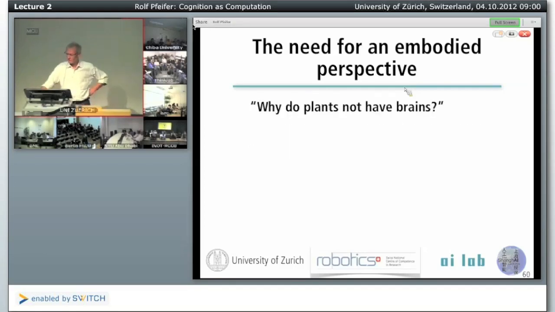There is a nice quote by a British biologist, Lewis Wolpert. He asked the question, why do plants not have brains? I don't know whether you've asked yourself this question.